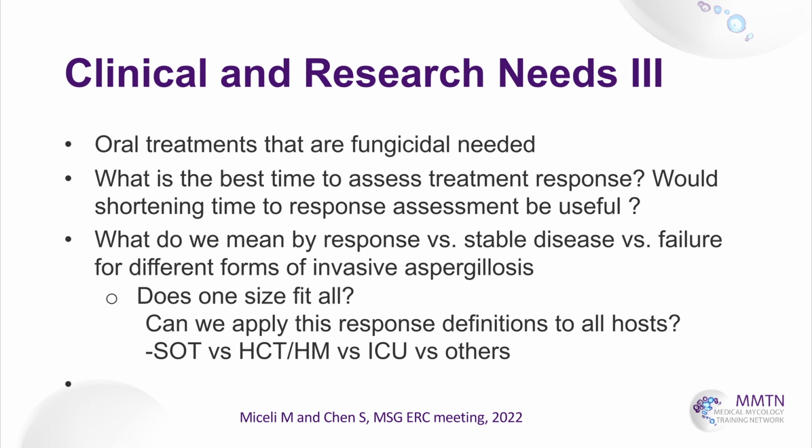What is the best time to assess treatment response? We touched upon this, but should we be looking at shortening the time to treatment response? And what do we mean by response versus stable disease? Because at the moment, stable disease is classified as failure, and this probably biases your outcomes when you're looking at a new drug. Does one size fit all? And can we reapply response definitions of hem-onc patients to all host groups? I don't think we know the answers just yet, but we should be challenged by trying to answer them.